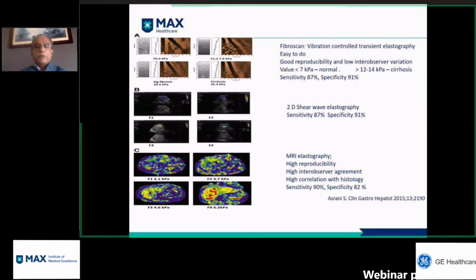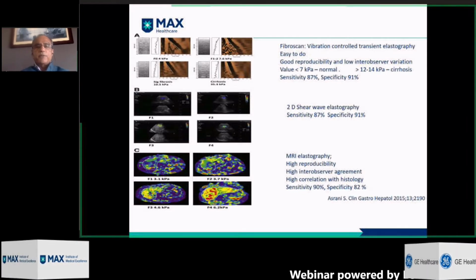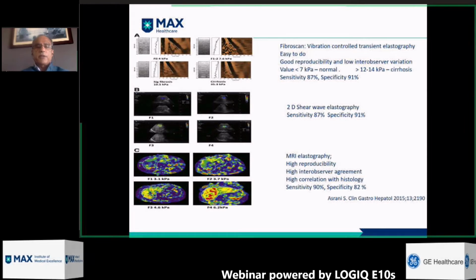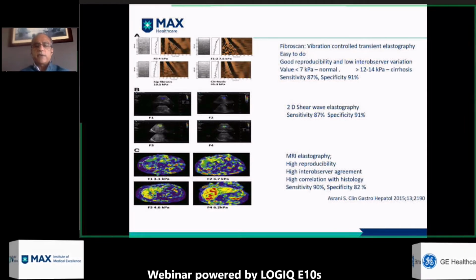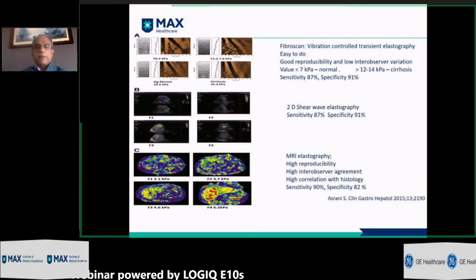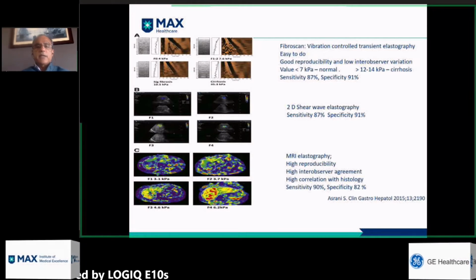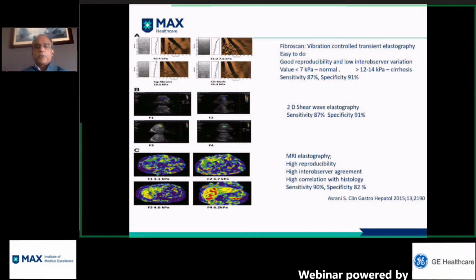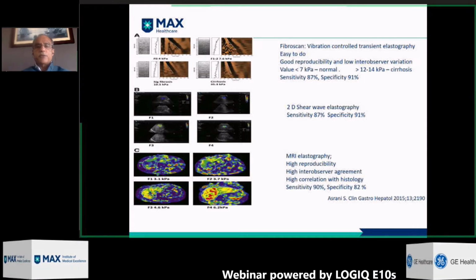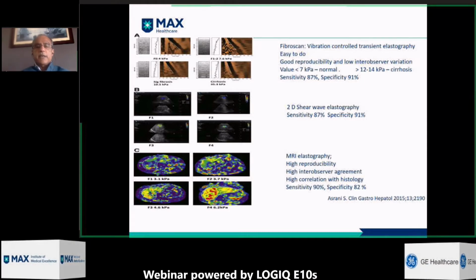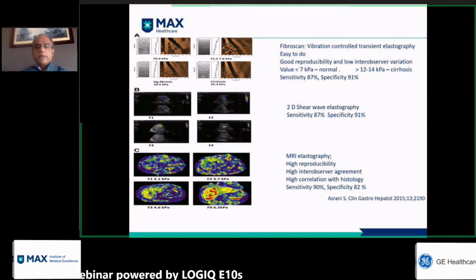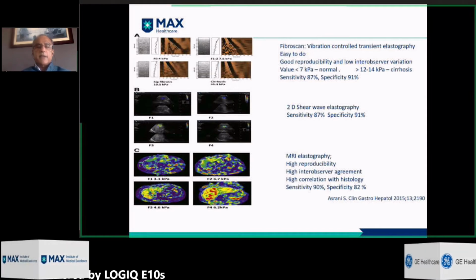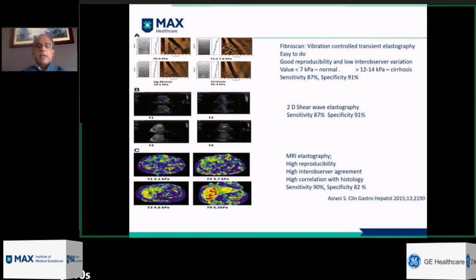So this is, Dr. Nidhi already made the job easier for me. There are different radiological methods that we use for assessing fibrosis. FibroScan, which is vibration controlled transient elastography. It is easy to do, has good reproducibility and low inter-observer variation. Less than 7 kPa is normal, more than 12 to 14 kPa is consistent with cirrhosis in general. High sensitivity, high specificity. 2D shear wave elastography, which Dr. Nidhi has discussed in great detail, has high sensitivity, high specificity.